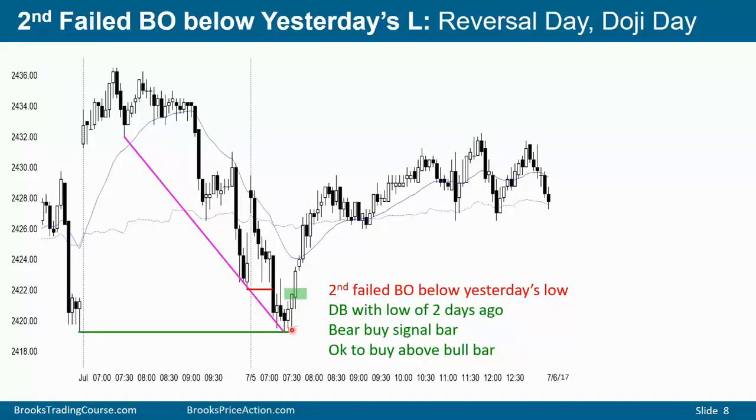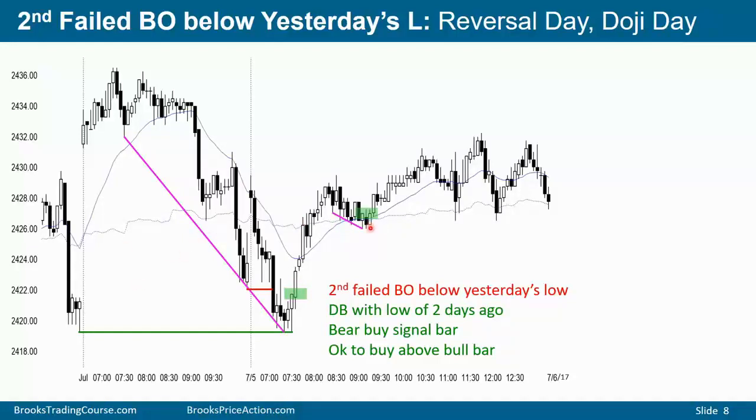It's also a test of the low from 2 days ago, a perfect double bottom here, and a wedge sell-off, a wedge bear channel. Wedge bear channel, bull flag, you expect a bull breakout. And that makes all of this a higher probability buy, especially above a strong bull bar like that. You could simply buy above this bull bar. But once you see this bull bar, the probability is high that we're going to have a swing up.